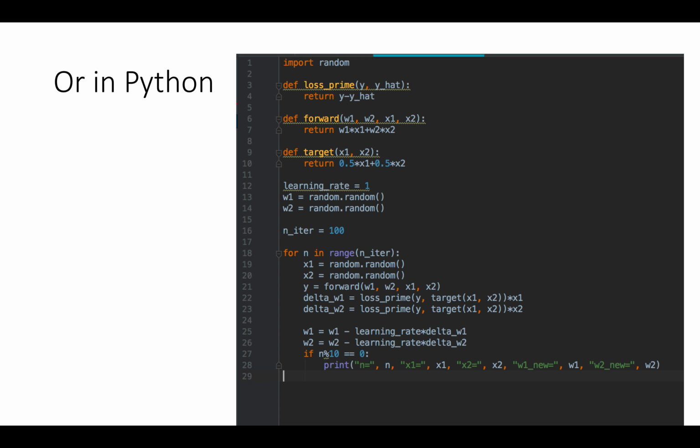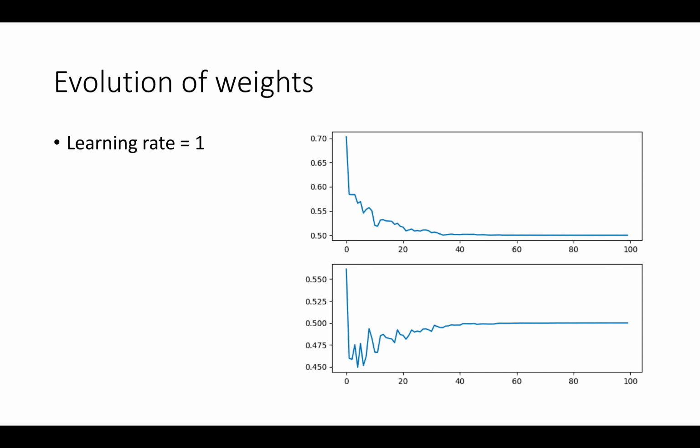So what do the parameters actually mean? What does the learning rate really control? We can look at the evolution of the weights as we go through the iterations with the different learning rate, right? So this is the learning rate equals 1, and the one that I used in the code.